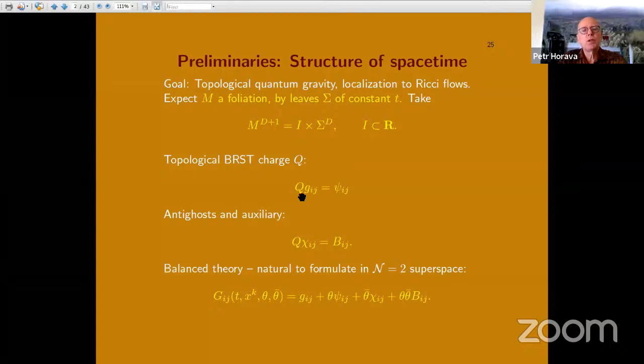which I'm gauge fixing using the BRST formalism, postulating that the BRST charge acts on the metric such that the right-hand side is by definition what I would call a ghost field. So notice the ghost here has the same tensor structure as the metric itself, but of course it's a fermionic field because Q is an anti-commuting charge. Q squares to zero and maps bosons to fermions.